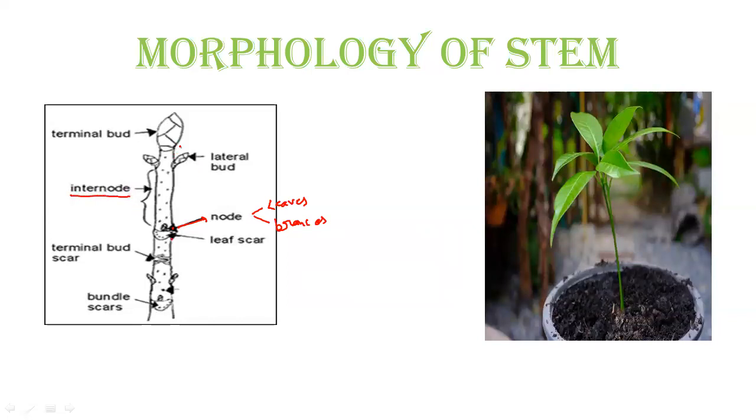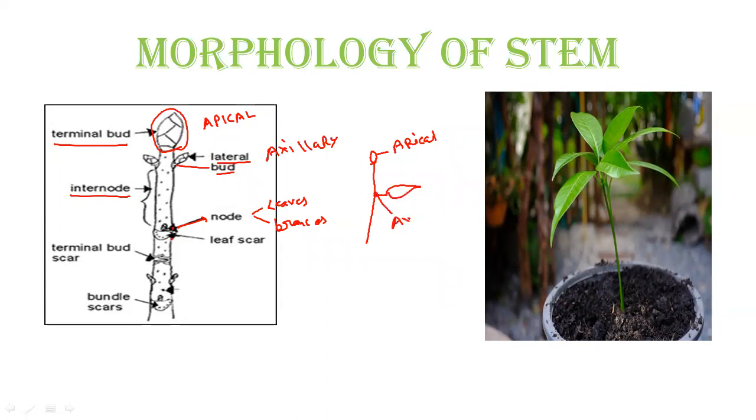When a bud grows at the tip of the stem, it is known as terminal bud or apical bud. And when a bud grows from the axil of the leaf, it is known as lateral bud or axillary bud. Suppose that this is the stem, a bud growing here, that is apical bud. Tip of the stem, apical bud, and a leaf grows here, and from the axil of the leaf, a bud grows that is known as axillary bud.